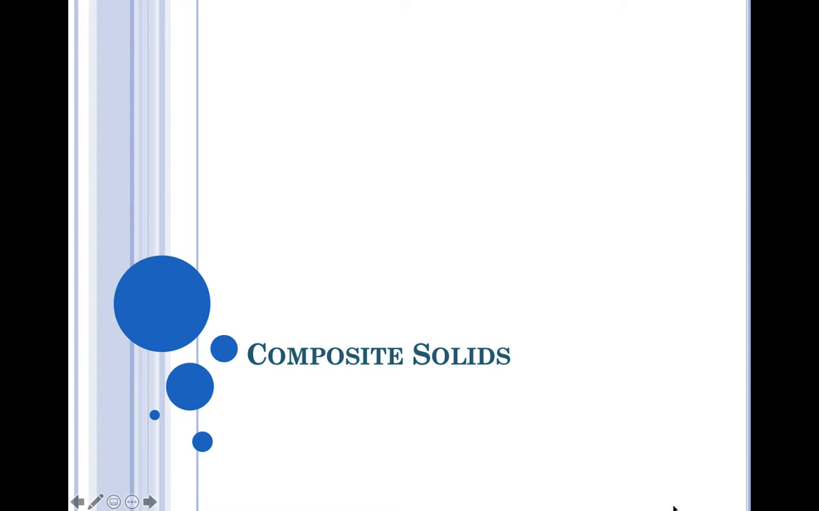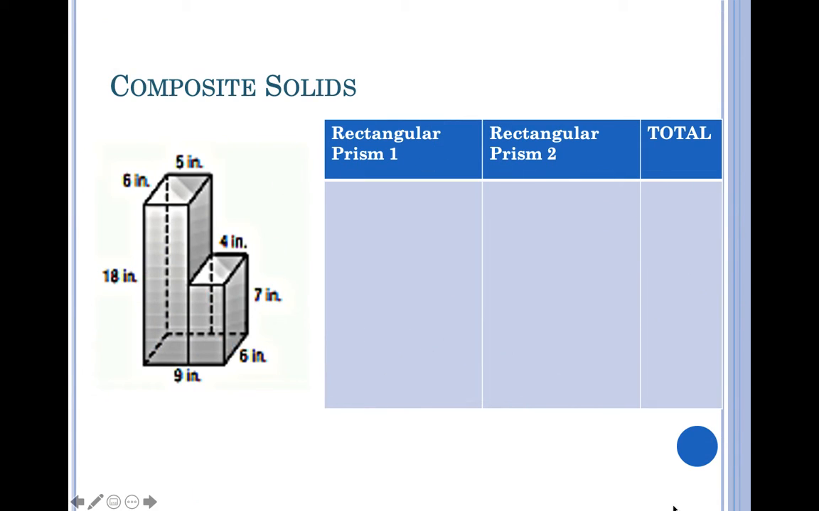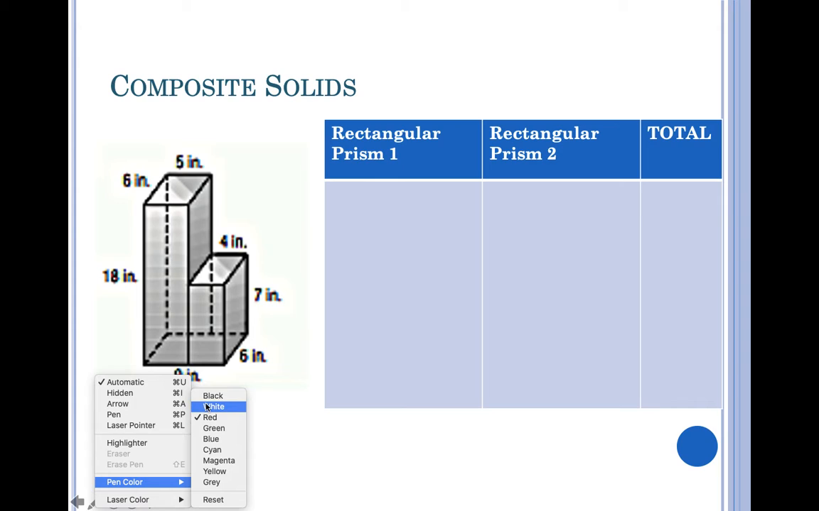In this video, you will learn how to find the volume of composite solids. Make sure you are writing these examples down in your notes as you follow along. Our first example is a composite solid made up of two different rectangular prisms. We are going to find the volume of each one.